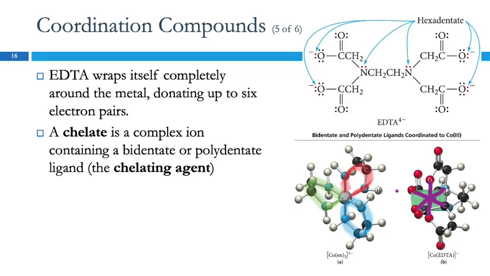So when you have a complex ion with a bidentate or polydentate ligand, these are called chelates. It's a special group of complex ions. And so EDTA is referred to as a chelating agent. Any questions?